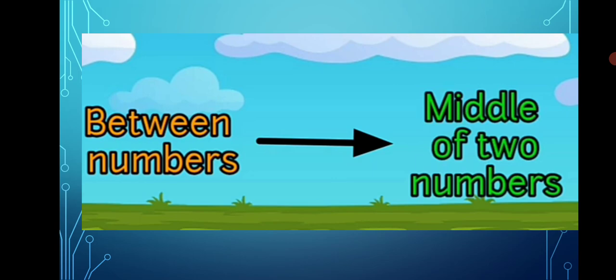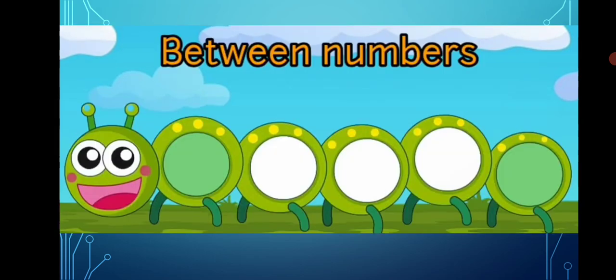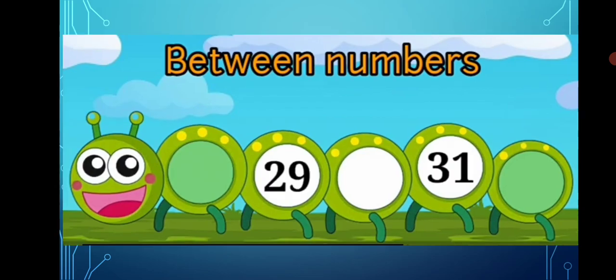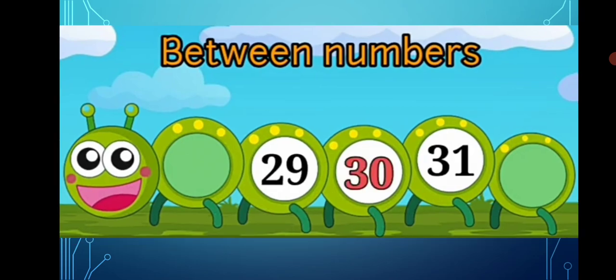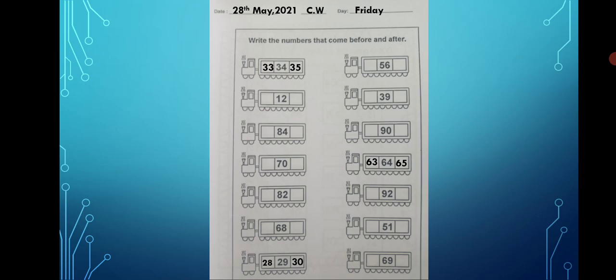Between numbers are the numbers which are present in the middle of the two numbers. Between numbers वो होते हैं जो सेंटर में आते हैं दो numbers के. This is the picture of a caterpillar, and the caterpillar has the numbers 29, 31. Which number comes between 29 and 31? 30. Very good.